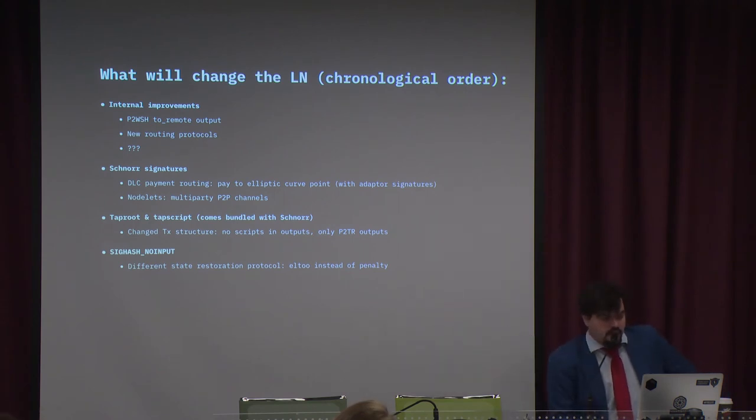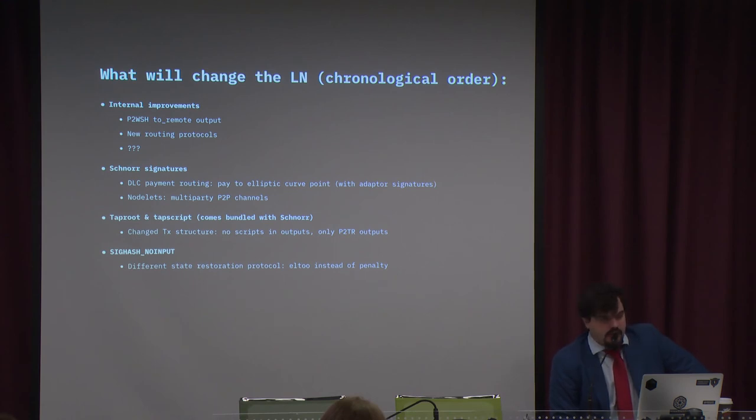Then, when Bitcoin adopts the Schnorr signatures, they will bring the ability to move from HTLC contracts to pay to elliptic curve points with the DLC contracts and adapter signatures and channel lets for multi-party P2P channels. Taproot and Tapscript, which will come together with Schnorr, will completely deprecate the transaction structure because we will move from the scripts into Taproot outputs in each of the transactions. And SIGHASH_NOINPUT.